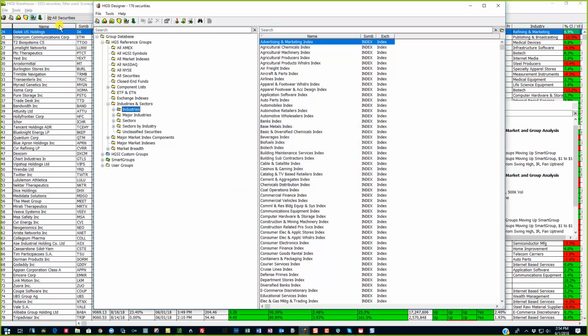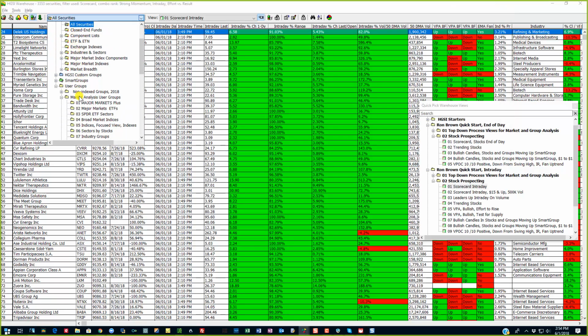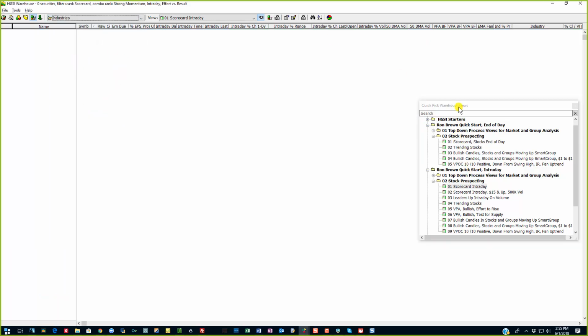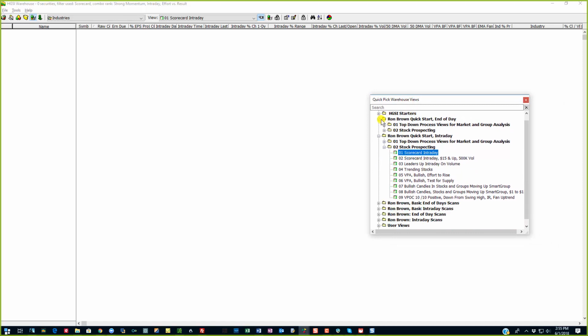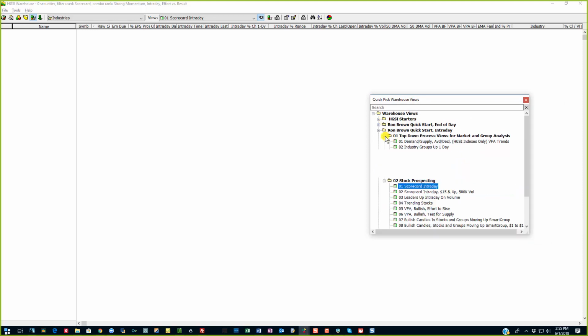So notice I'm in all securities, but I updated the industries. So I'm going to go down to the industries and sectors. I'll click on that, and once again, I want to close my end of day so I don't get confused. Top down views for market and group analysis intraday. Click on the first one.